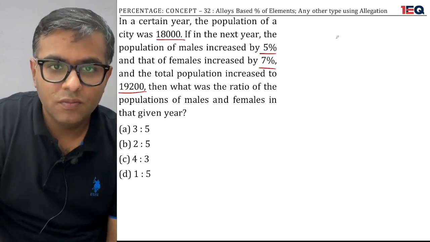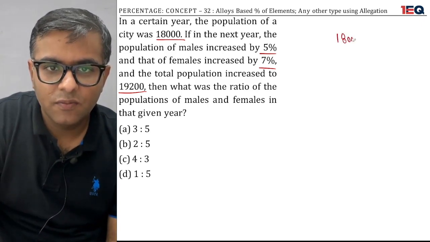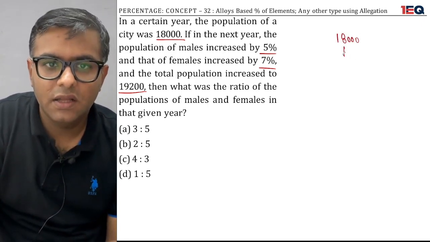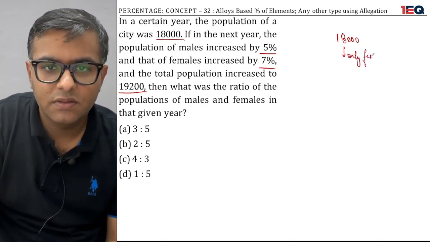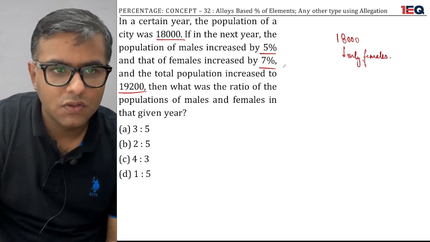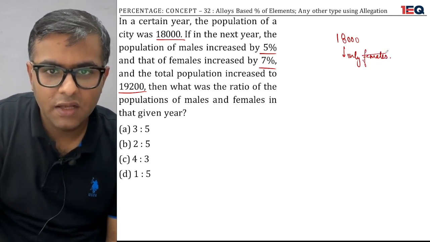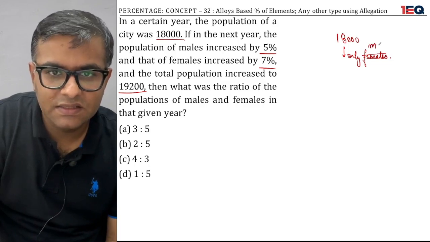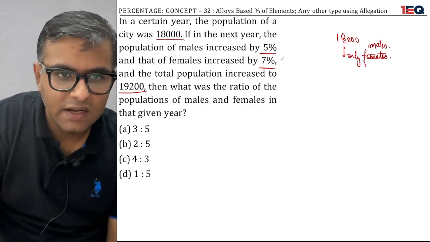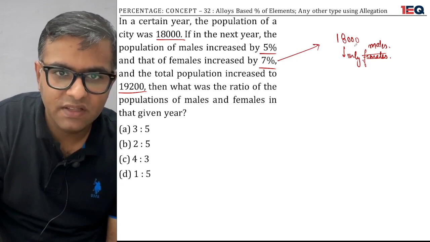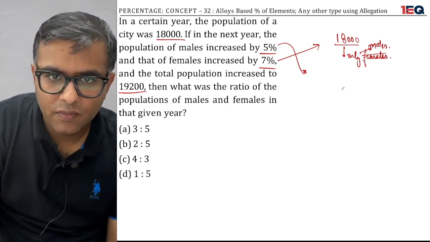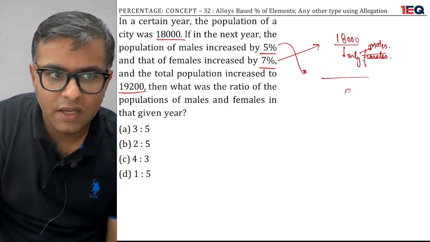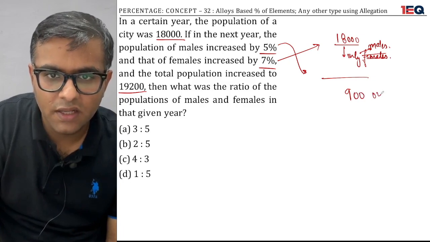So I am starting off with 18,000 and I am assuming that there are only females. No, I'll assume that there are only males. The reason is pretty simple, that it is more difficult to multiply 7% with 18,000. So I'm going to use 5% instead. So if there are only males in the picture, 5% would bring an increase of 900 only.